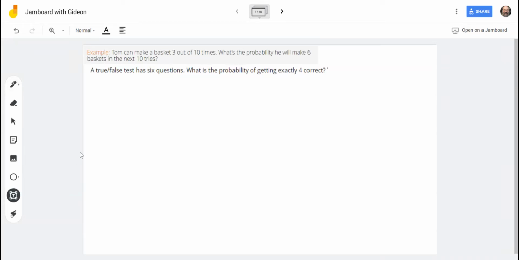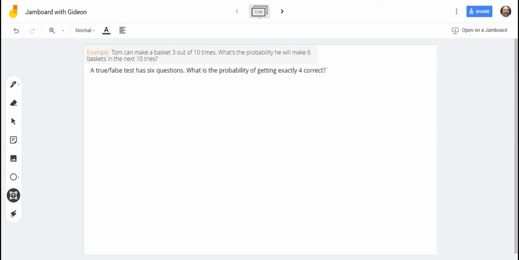So here we've got a couple of problems that maybe at first glance don't look the same. Let me first point out what is the same, which leads to a class of problems, and then solving those is actually fairly simple. Tom can make a basket 3 out of 10 times. That means Tom has a 3/10 chance of success. Focus on that. He has a 3 out of 10 chance of success.